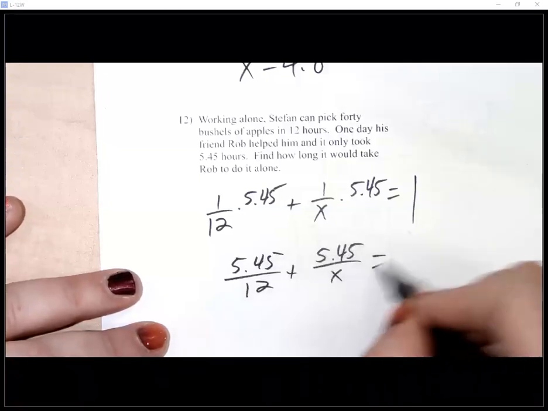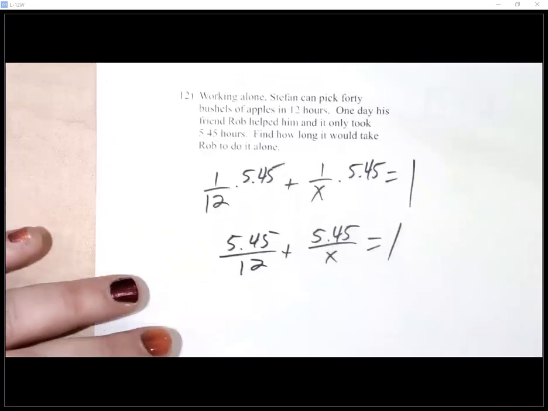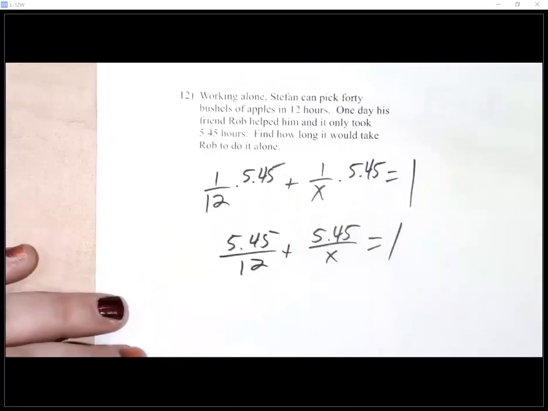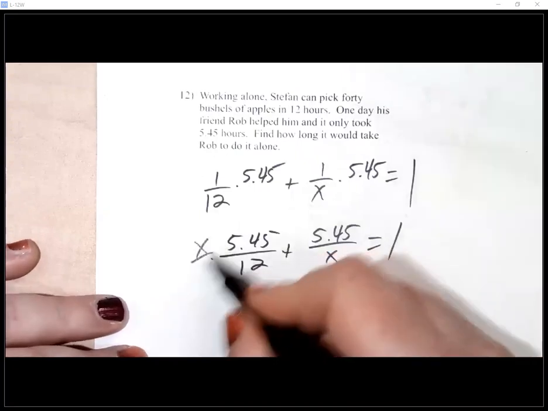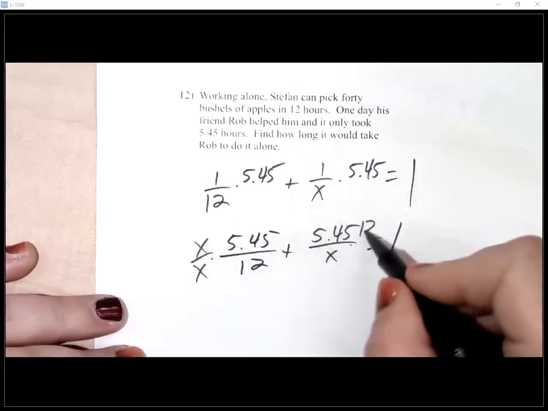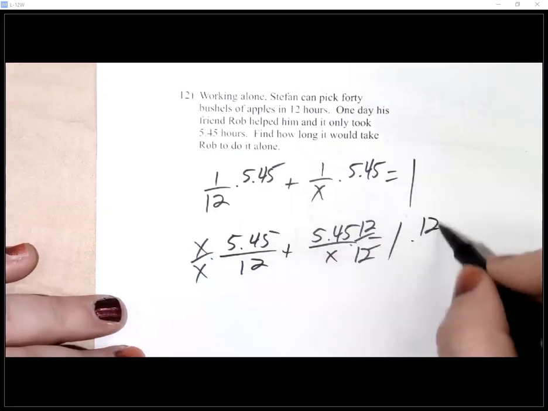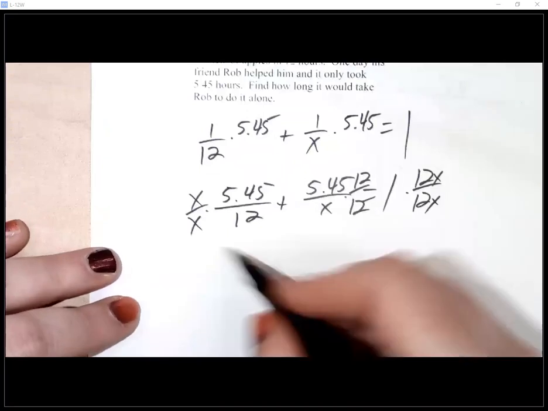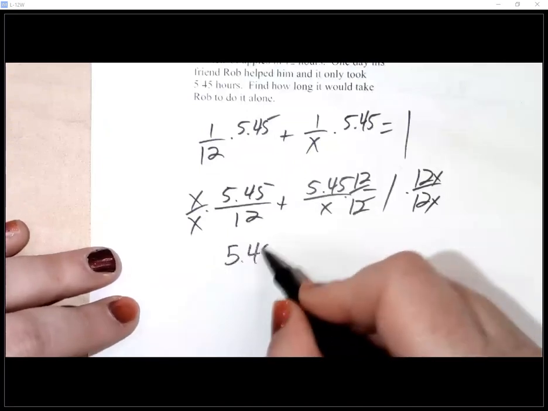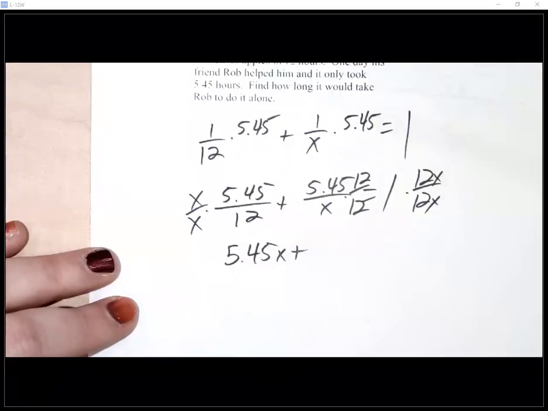Now I could have asked you this question in the equation section. You can forget that it's a word problem. I just need common denominators, 12x, right? So I can multiply this one by x over x, this one by 12 over 12, and this one by 12x. So everybody has the same denominator, so my numerators read 5.45x plus 5.45 times 12. It is 65.4.